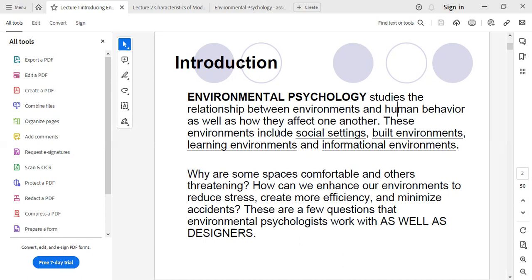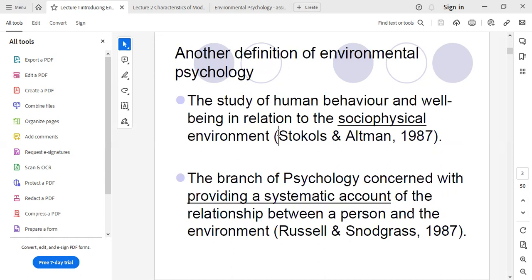So that is the definition for environmental psychology. Whenever you are writing something, try to find a lengthy definition which tries to give an explanatory concept. Another definition by Stokols and Altman, 1987, they defined environmental psychology as the study of human behavior and well-being in relation to the social physical environment. In relation to the social physical environment as well. So that is what environmental psychology is, according to Stokols and Altman.